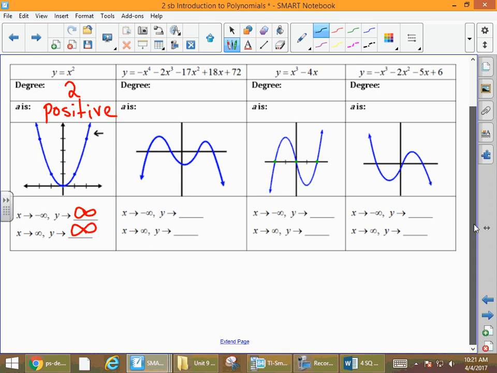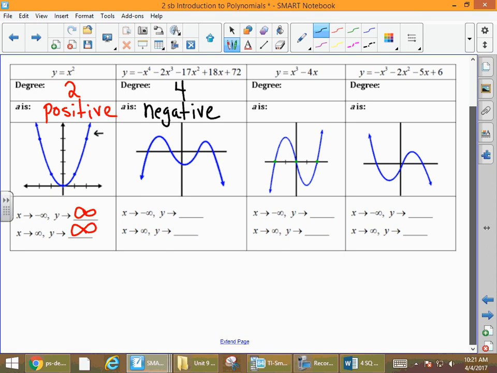If we look at the second box here in our table, what's the degree of that function? And again, if you're not saying it out loud, just do something so that in your head you're saying that. It's 4. Is our a positive or negative in this case? It's negative. It's negative x to the 4.